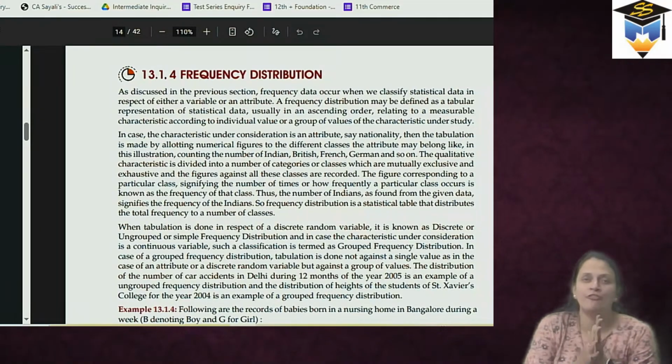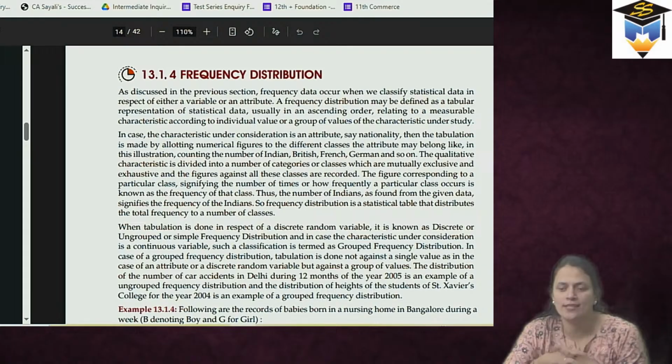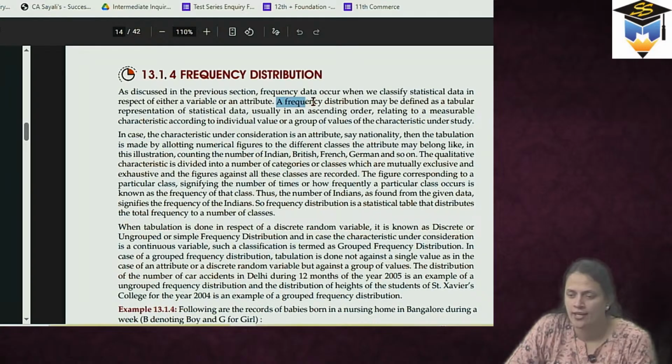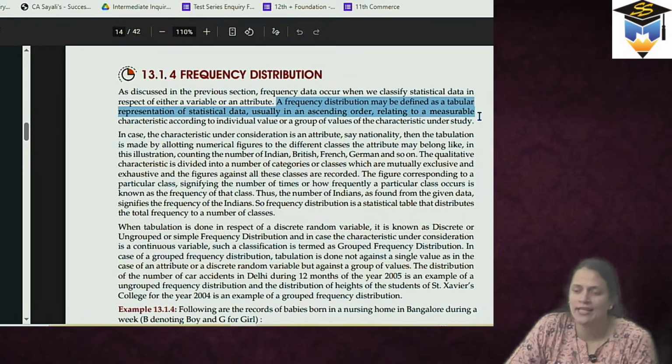Now when we talk about frequency, what is frequency? How many times a data occurs in any statistical aspect? That can be either a variable or an attribute. Okay. A frequency distribution, as given here, may be defined as a tabular representation of statistical data, usually in ascending order, relating to a measurable characteristic according to individual value or a group of values of the characteristic under study.